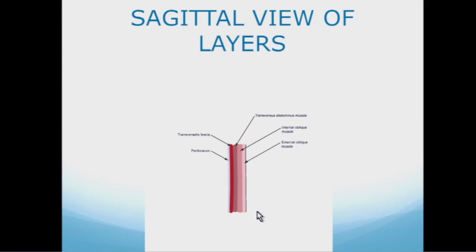So here are the sagittal layers of the abdominal wall. You have your external oblique muscle on the most outside. The internal oblique muscle is next down. Transverse abdominis muscle is the third muscle down. Then you run into transversalis fascia and finally peritoneum. One of these layers has to be penetrated, and of course, usually it's the transversalis fascia because that's the deepest layer.